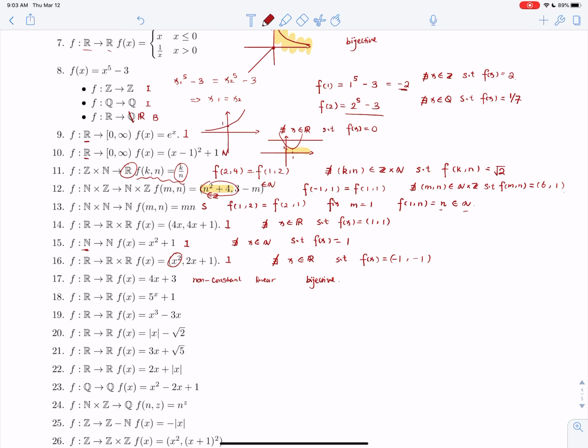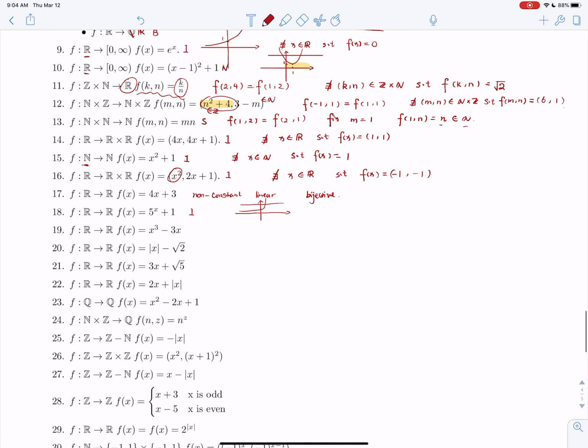Number 18. Well, it's injective for sure. It's not surjective because, well, it never maps to a negative number. The graph, I think, should look something like this. So you will never reach a negative number. And you can do the horizontal line test. You'll see that it's injective.